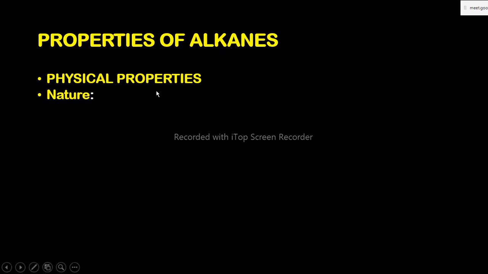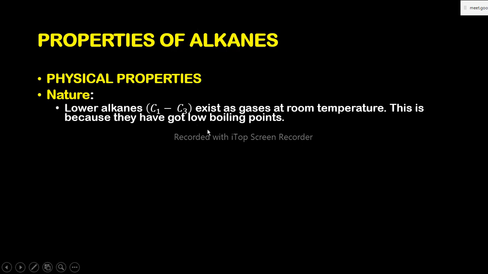Then we talked about the physical properties, if you remember, of alkanes, where we saw that low alkanes exist as gases, and high alkanes exist as solids. Then the middle ones, from around carbon 4 to carbon 9, exist as liquids at room temperature. And it all goes to the boiling points.